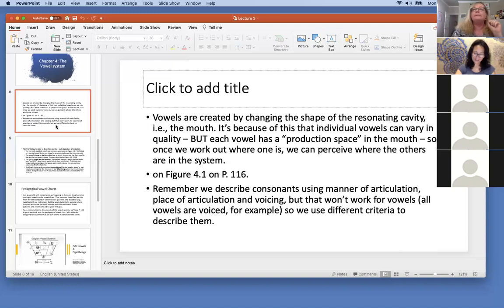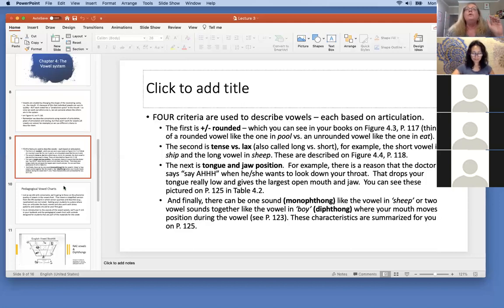But that's just me. All right, so in order to describe those, remember with consonants, we use place, manner, and voicing. Well, all vowels are voiced, so we're not going to use voicing. You can't do a vowel without voicing it. You can whisper it, of course, but you can't have unvoiced vowels. So we have a different set of criteria.